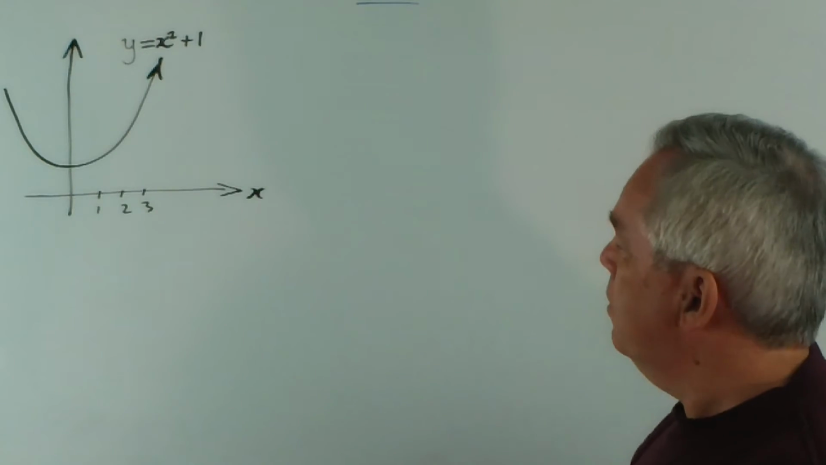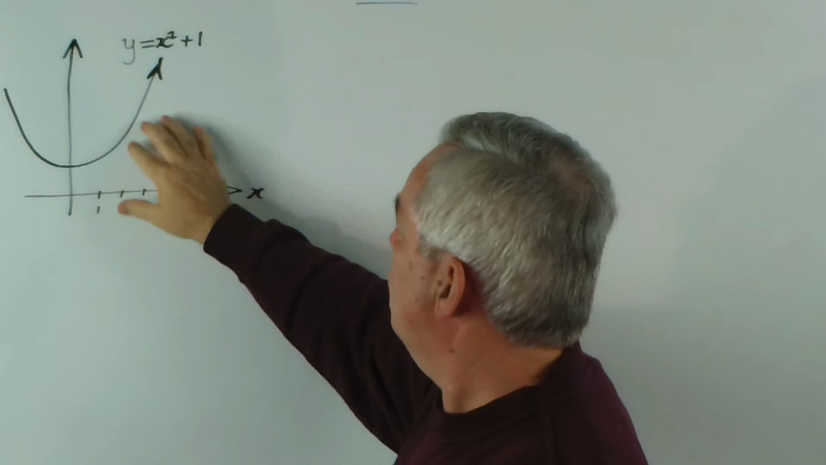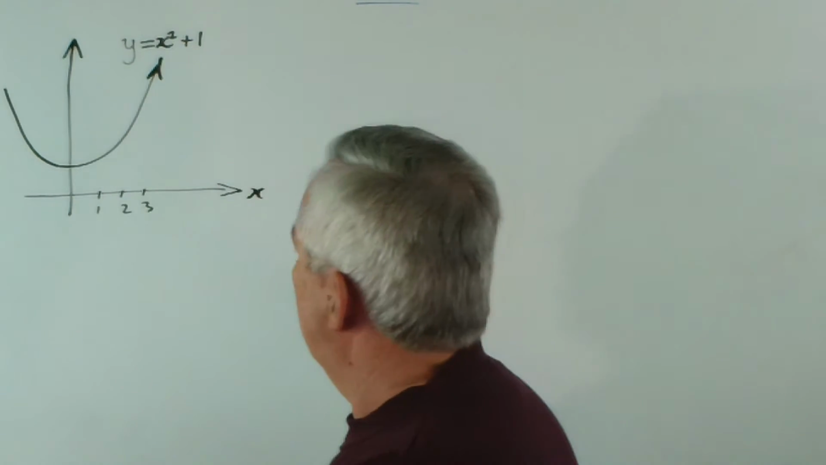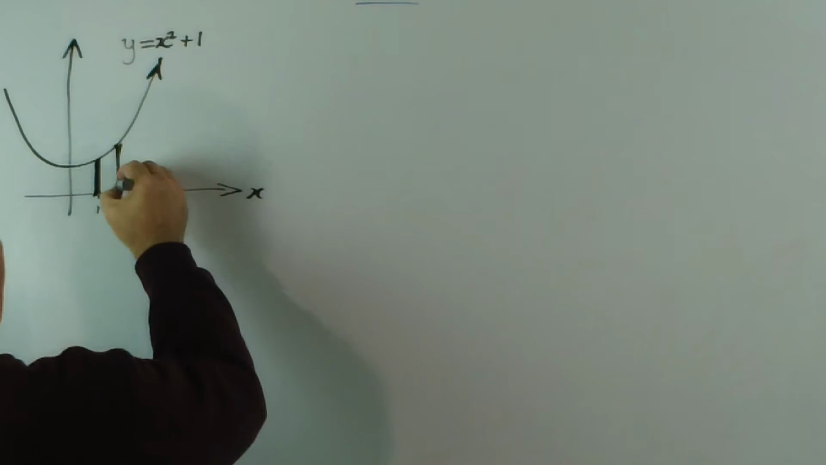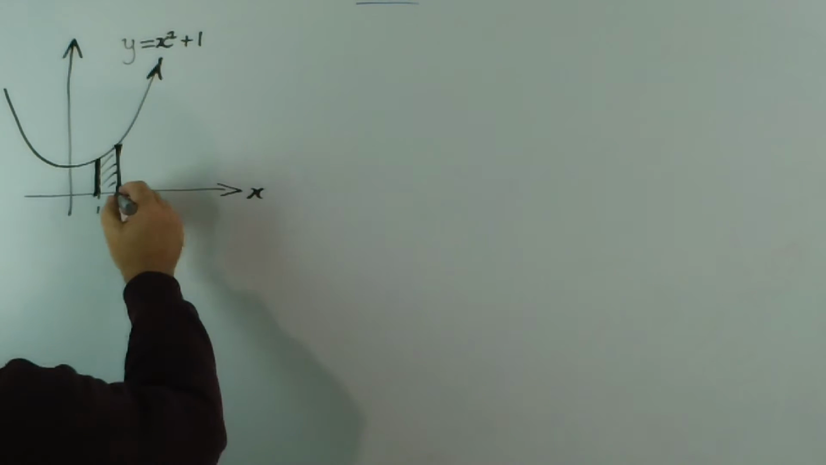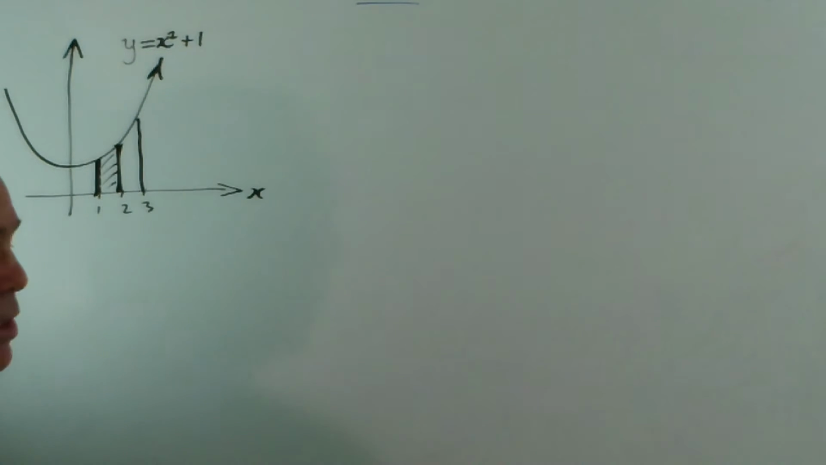Here we have an example where we're going to find, or at least approximate, the area under a curve, a very simple one, which is a parabola, by dividing the area into 2 strips. One strip will be between x equals 1 and x equals 2, this strip here, and the other one will be between 2 and 3. So let's use this as a simple example.